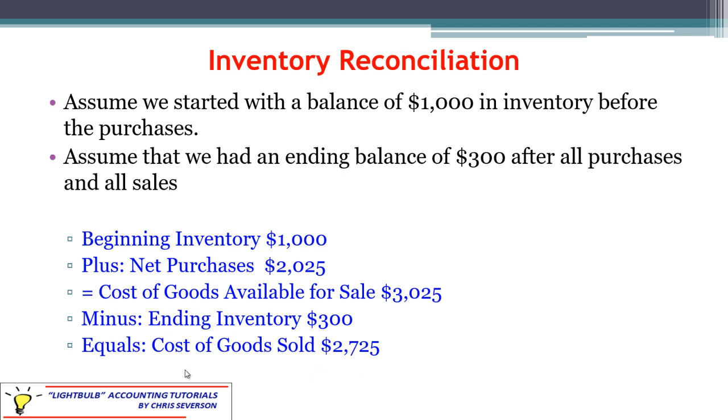Now, how we calculated these last two items is actually a topic for another lecture altogether, because that depends on what method we're using, like FIFO, LIFO, weighted average, all of those.